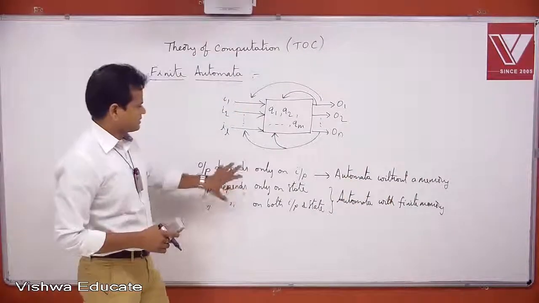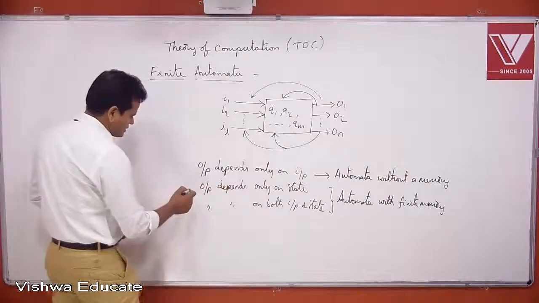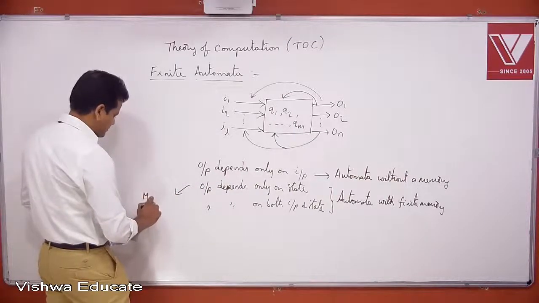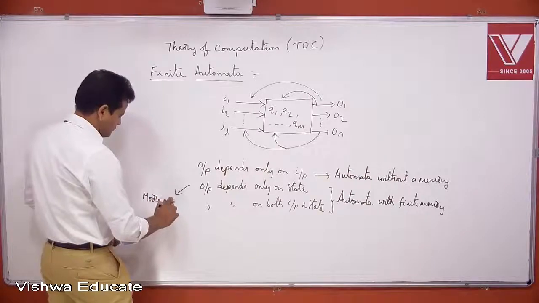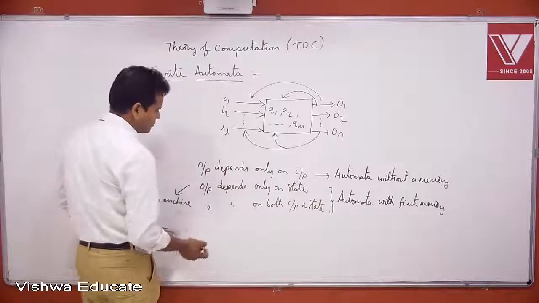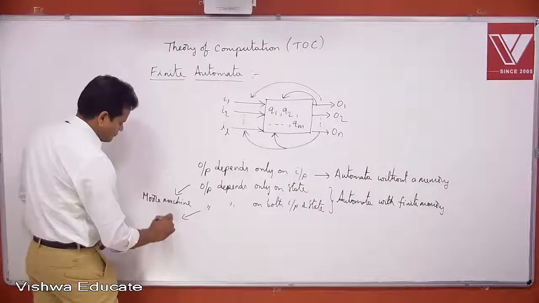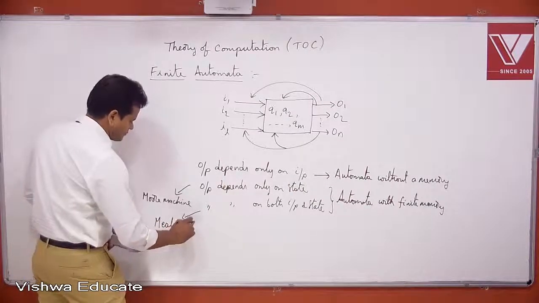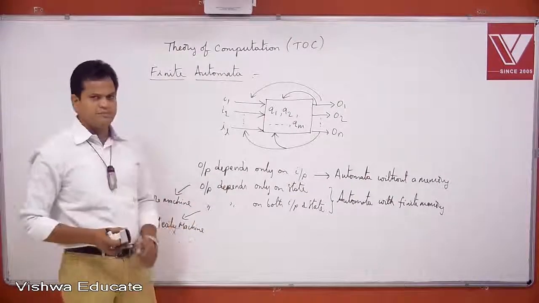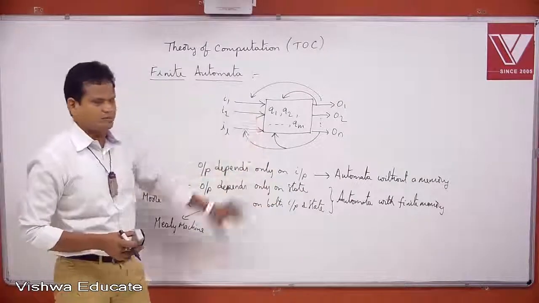Next, if the output depends only on state, we call this a Moore machine. And if the output depends on both input and state, we call this a Mealy machine. This is the Moore machine and this one is the Mealy machine. This is a general talk about automata.